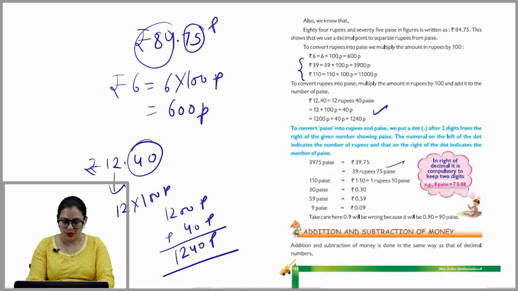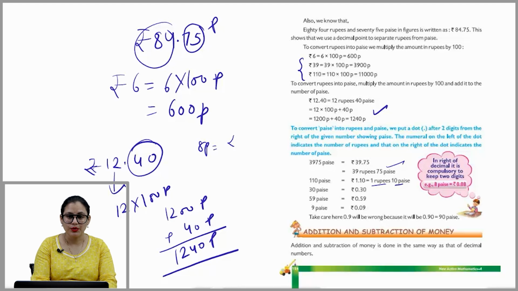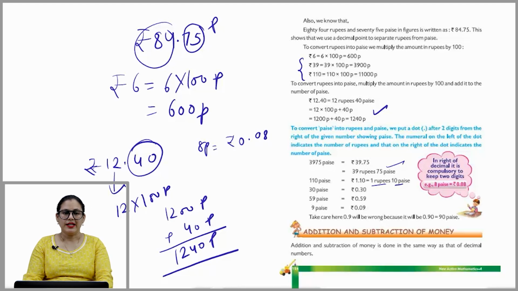100 paise is equal to 1 rupee, 110 paise means 1 rupee 10 paise, and 30 paise is equal to rupee 0.30. To the right of the decimal, it is compulsory to keep 2 digits. Like 8 paise is rupee 0.08. Okay, take care. 9 paise here, 0.09. Take care here, 0.9 will be wrong because it will be 90 paise.